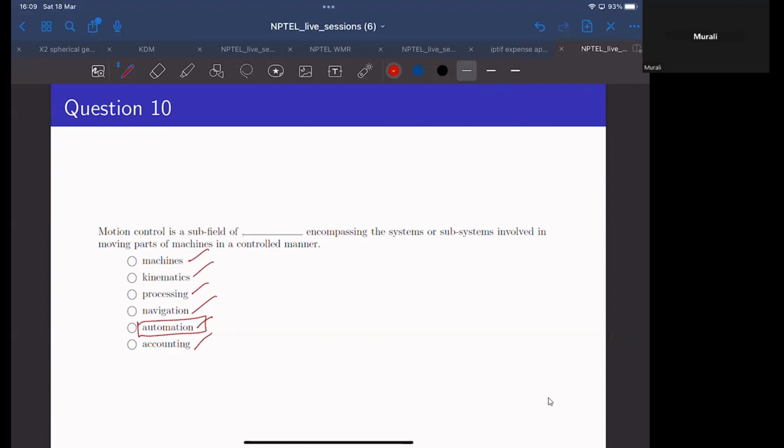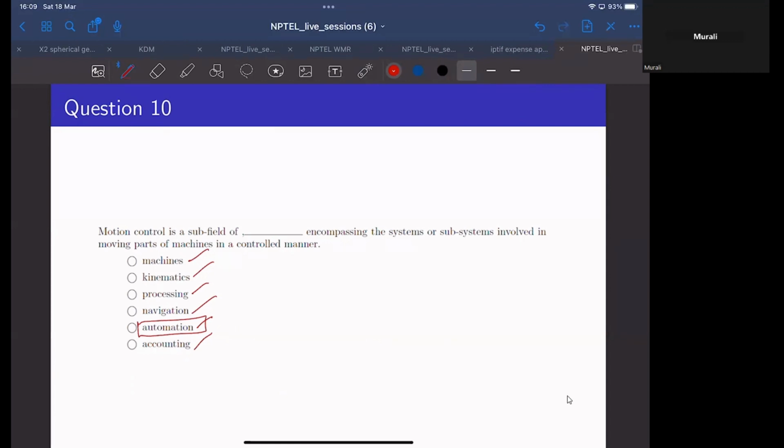So motion control is not a subsystem of machines. Machines itself, machines and mechanism. The definition of machines is something that is used to transfer forces from one link to the other. That's all what a machine means. Kinematics does not bring any forces into the picture.